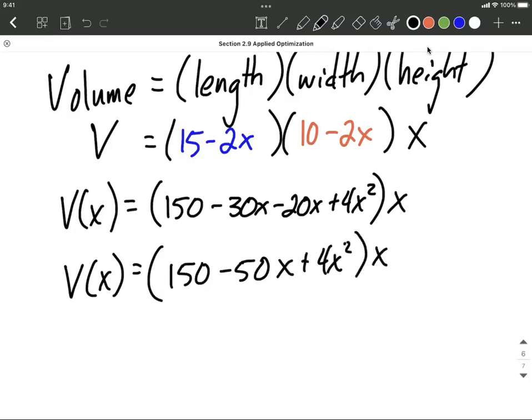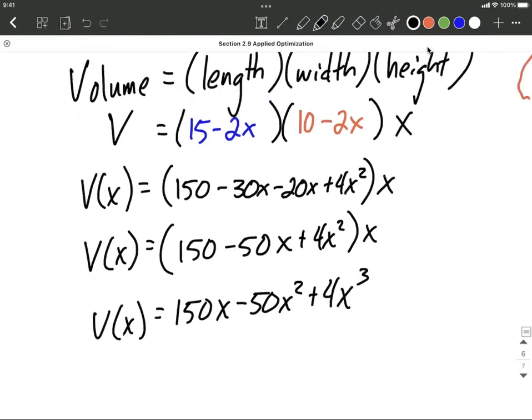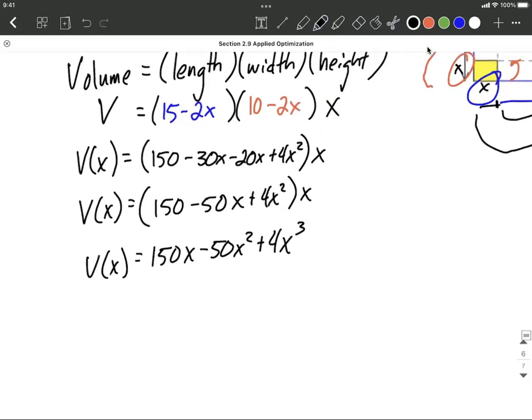Still have that x on the outside, so I'm going to go ahead and bring that x to the inside. So I'm going to have to distribute to do so. So I'm going to say 150x minus 50x squared plus 4x cubed. So all this is just representing our volume function. To optimize this, to find the very largest volume possible, we want to find a critical number.